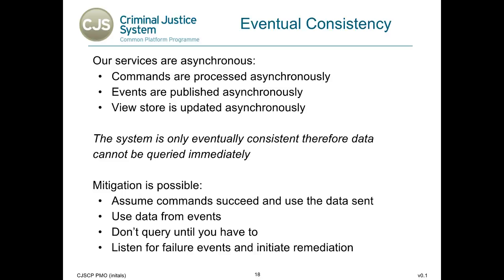We can also listen for failure events, which will be part of the business domain model, and initiate remediation for those failures. Exactly what I mean there is dependent on the specific scenario. But for example, if we've issued two commands and the second one fails, then we may need to issue a command to reverse the first command, because there's no rollback mechanism, as we're over a transactional boundary.